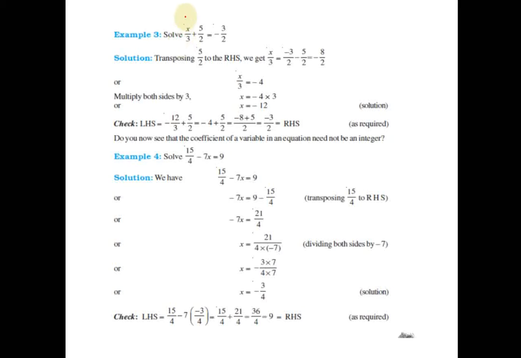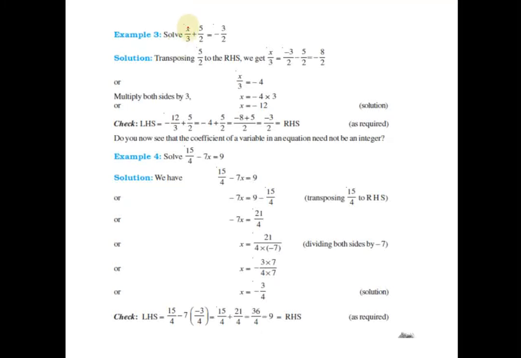Let's see example number 3. Here x upon 3 plus 5 upon 2 equals minus 3 upon 2 is given. So you have to solve it for x. At first, you will be transferring this positive 5 upon 2 to the right hand side and it will become negative, so you will be getting a minus 5 upon 2. So you are having here minus 3 upon 2 minus 5 upon 2.